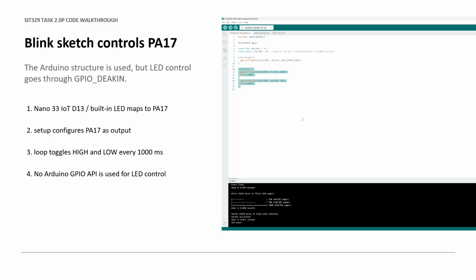The important point is that the blink program does not use pinMode, digitalWrite or digitalRead for LED control. It uses the GPIO-daemon class that I implemented.